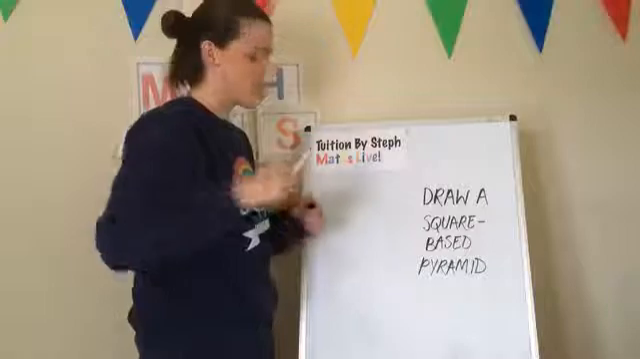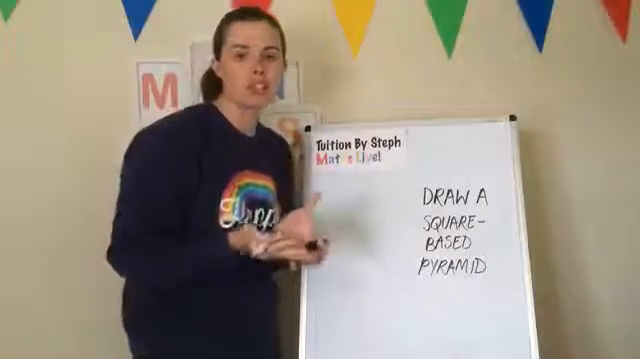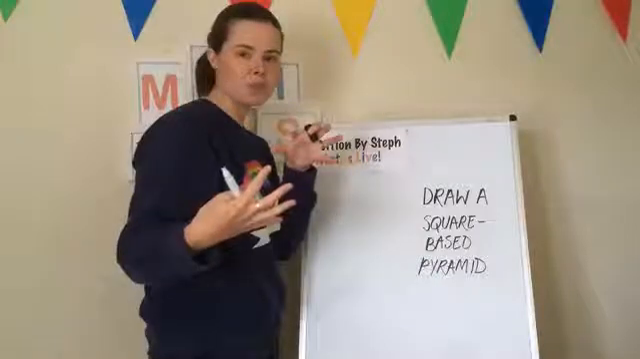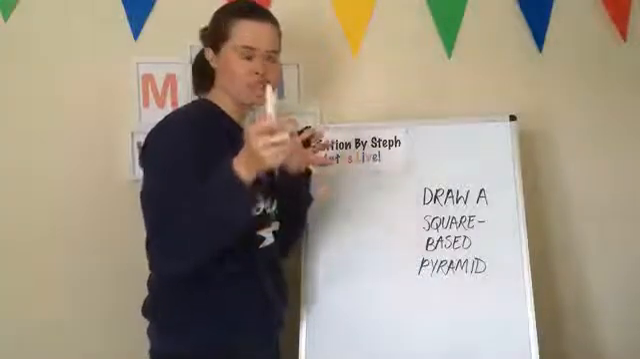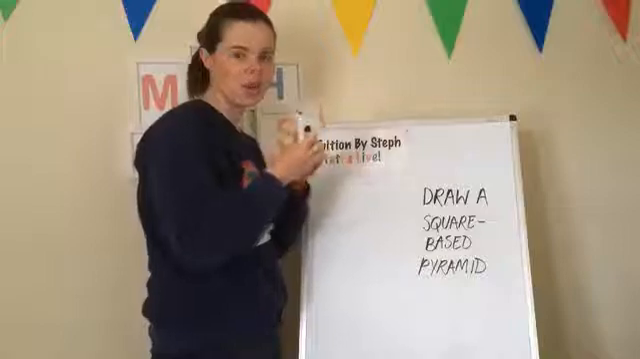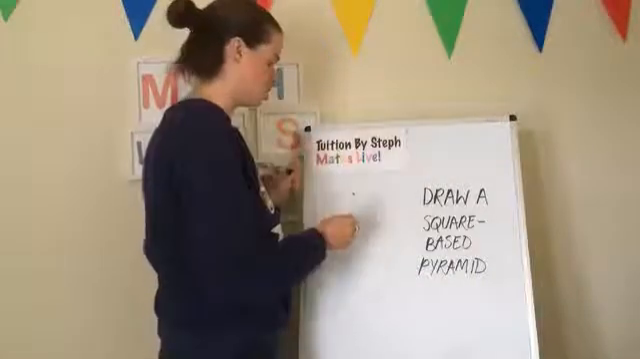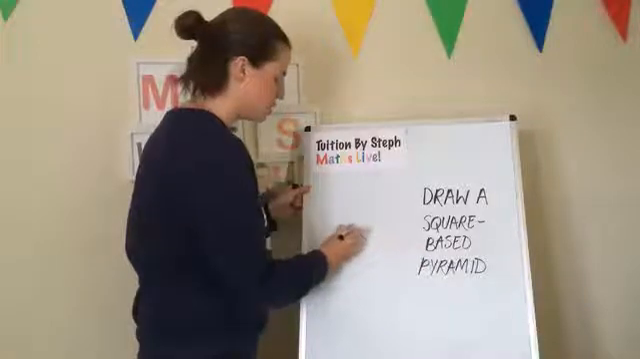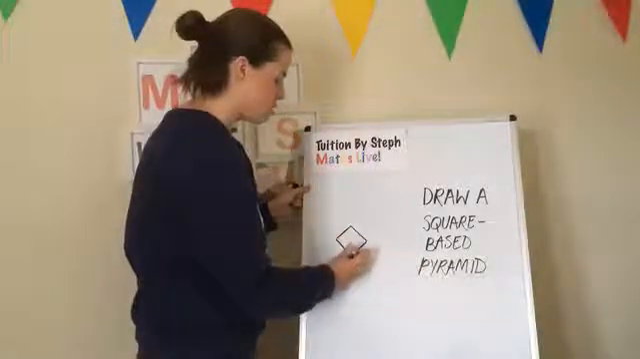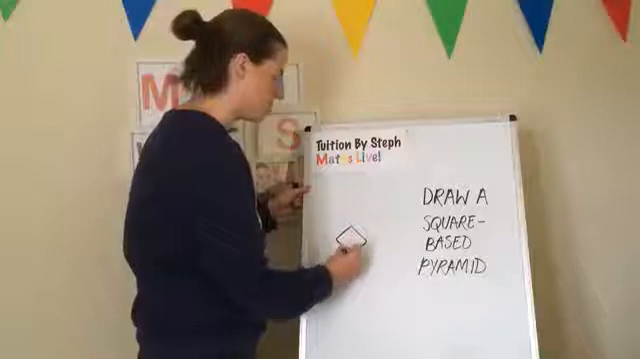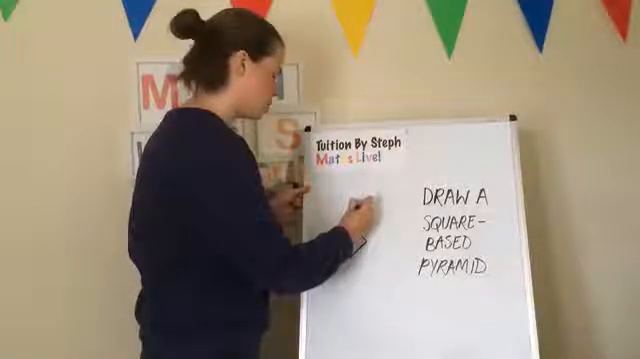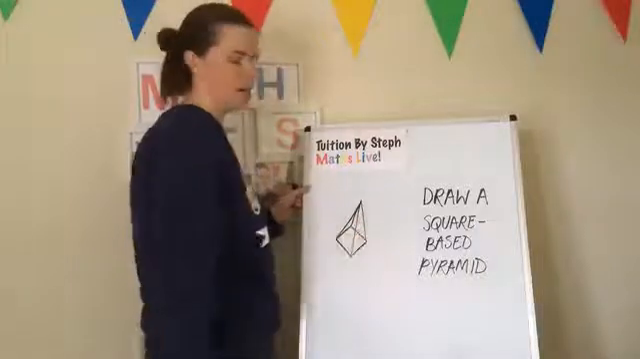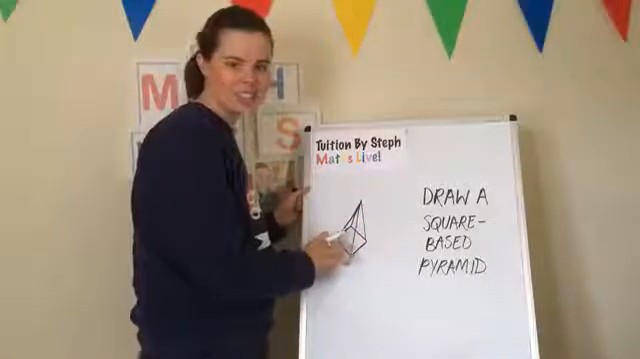So draw a square-based pyramid. Remember, a pyramid goes up. What's the name of the shape that goes across? Here's one to think about. While I draw this, think about which one goes across. Square base means you need to draw a square at the bottom and then a pyramid goes up, so you'll still have your triangles.